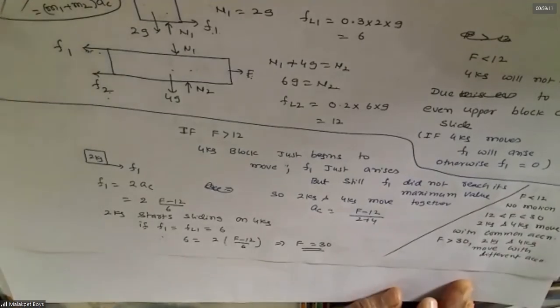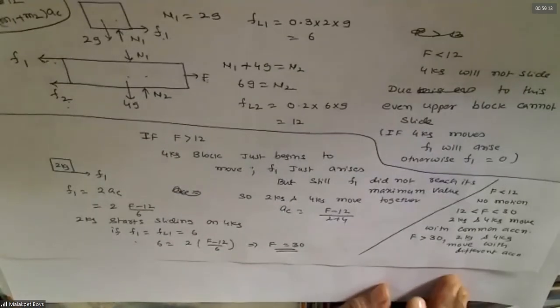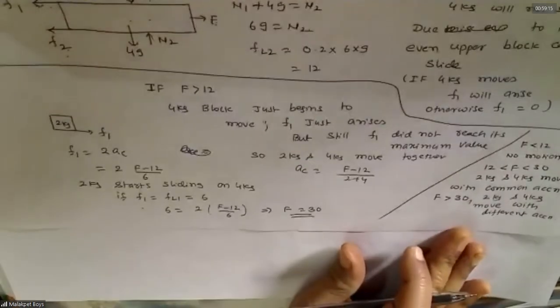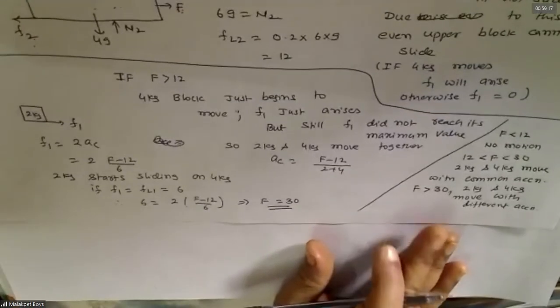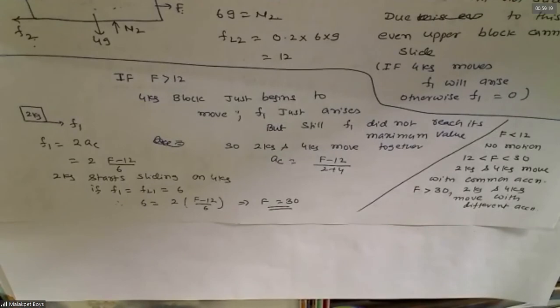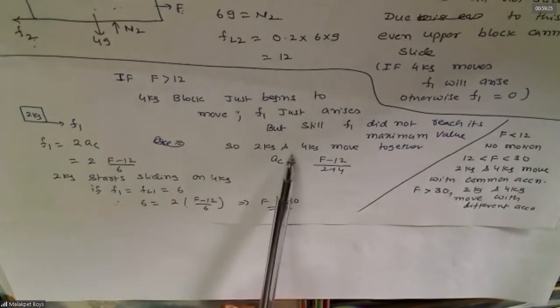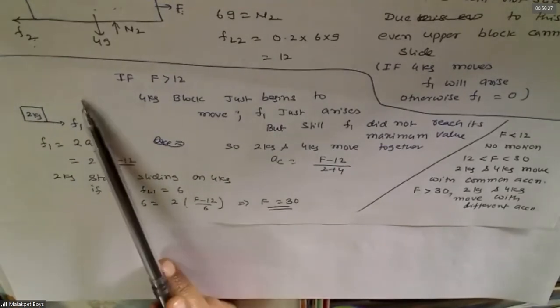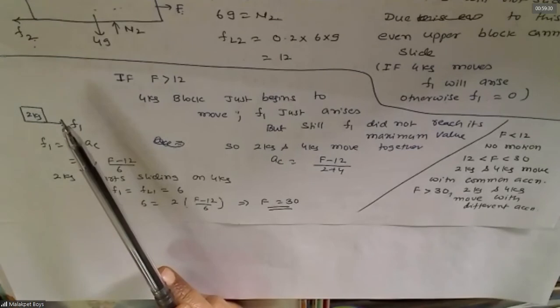Sir, I have a doubt. Tell. Sir, I didn't understand that statement. F1 just arises, but still F1 did not reach its maximum value together. See, now motion has just begun, no? Motion has just begun or not? Yes, sir. When motion begins, friction immediately will not reach its maximum value, no?